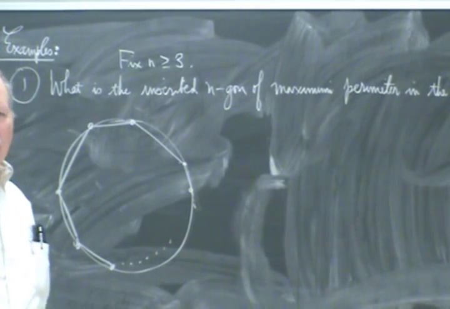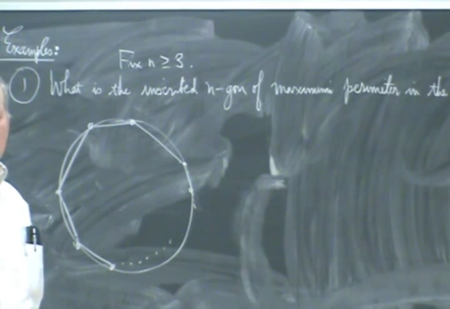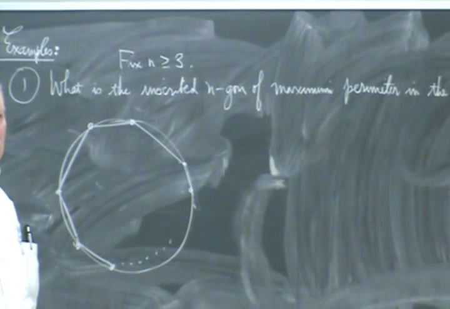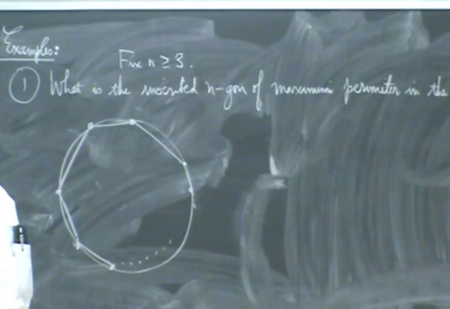Yeah, it's like this. So you get... It's a circle. Maximum perimeter when it's a... Regular.